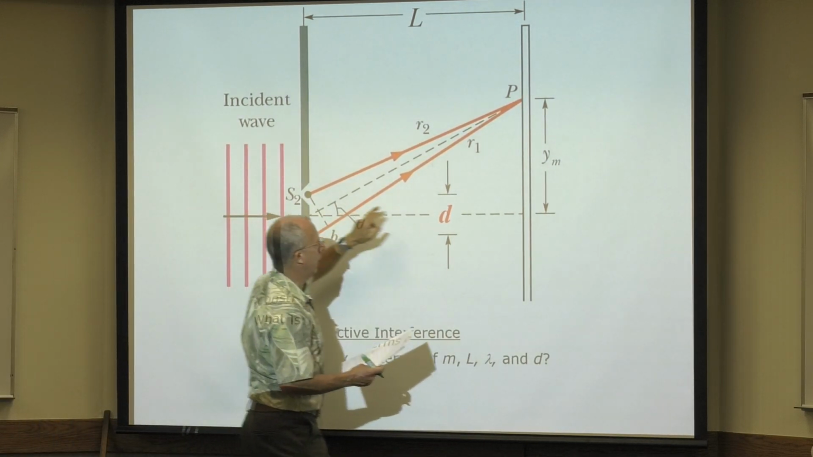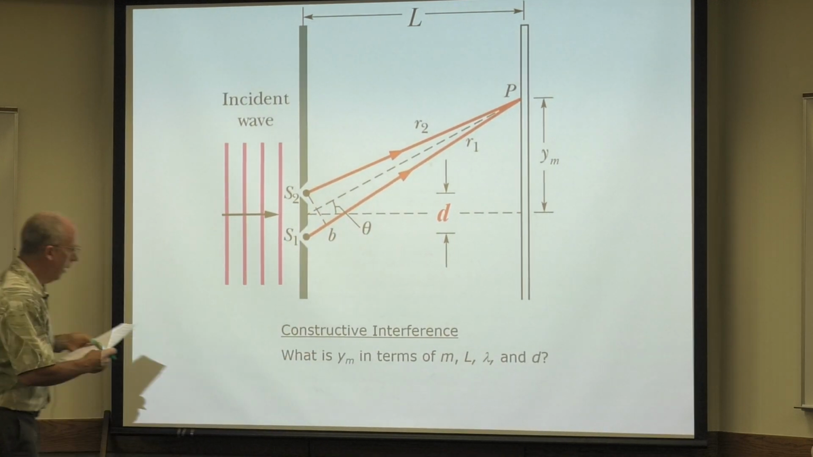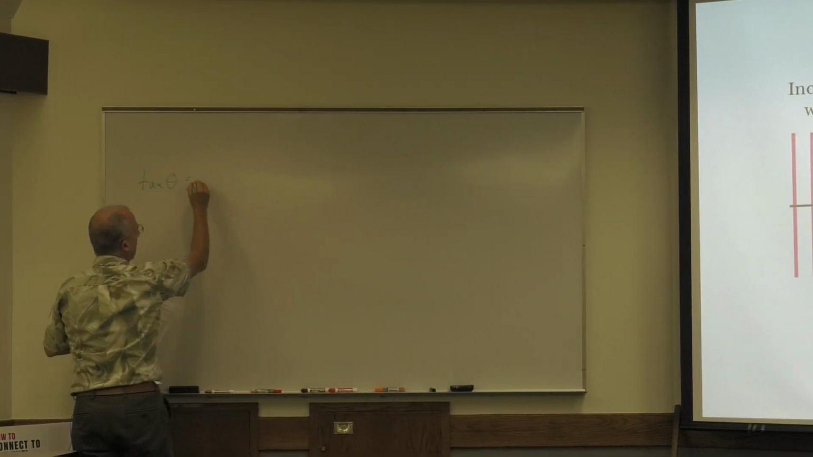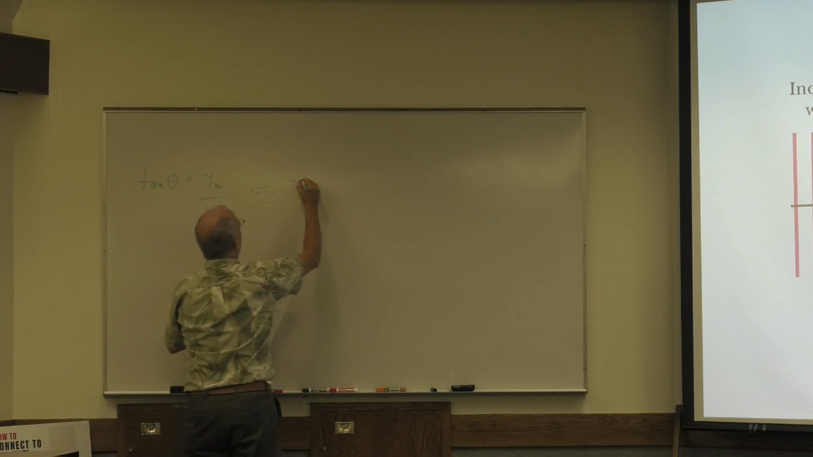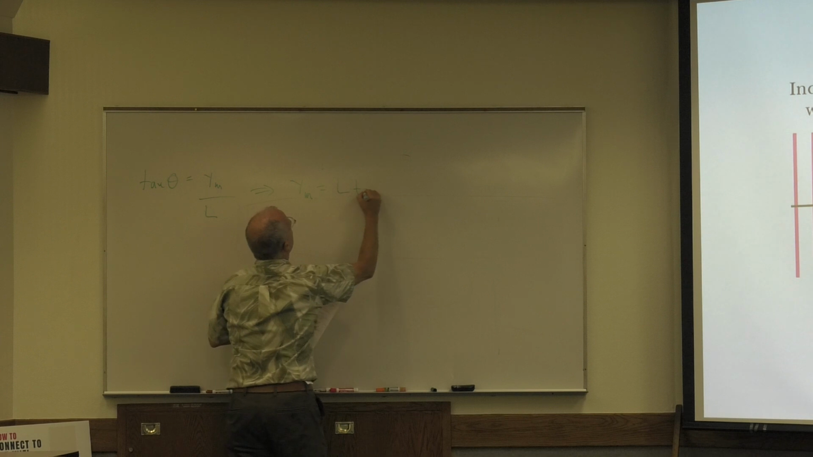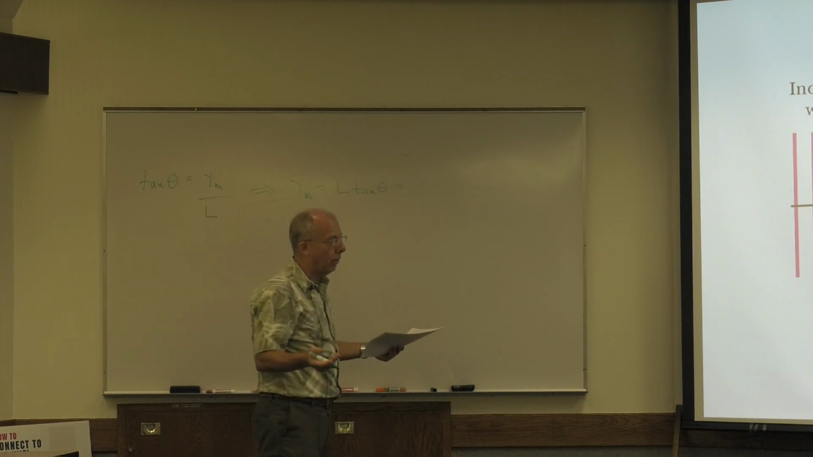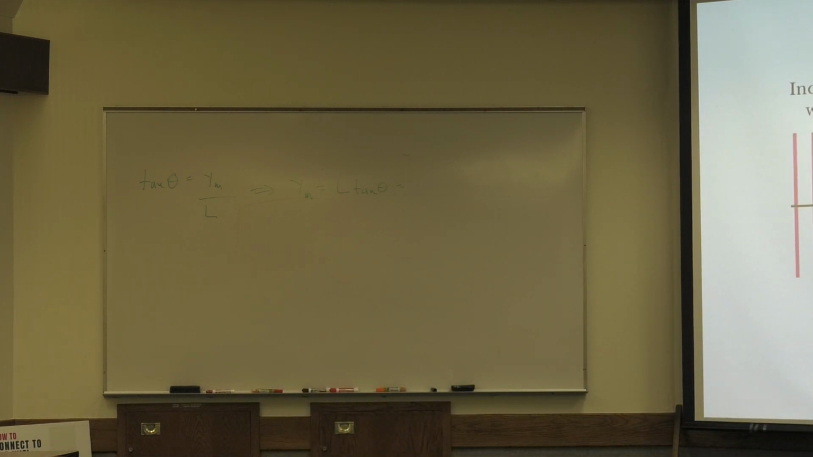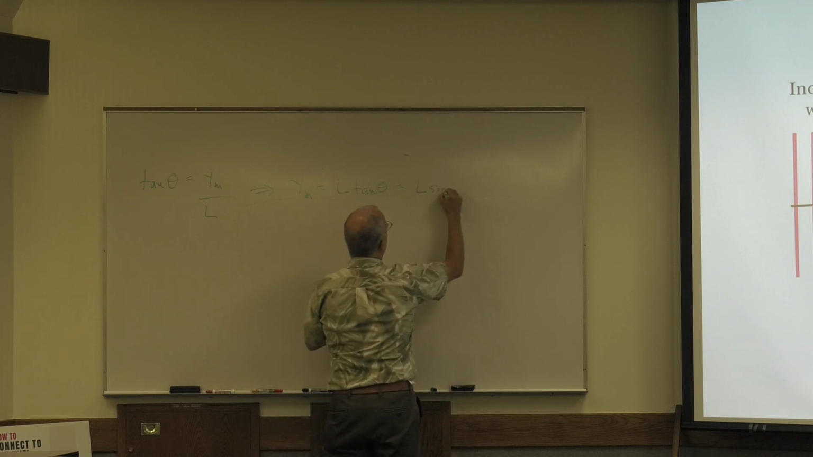So what trig function relates the opposite to the adjacent? Tangent. Okay, so we know that tangent theta equals opposite Ym over adjacent L. So therefore Ym equals L tan theta. But what do we learn about tangent theta for small angles? It doesn't look like it's small here, but just remember, this screen is at the PCC or something like that, right? L is really big. So tangent theta is sine theta. So we have L sine theta.